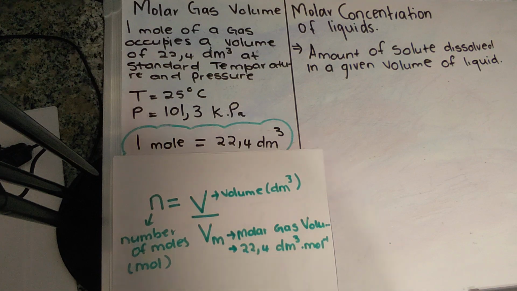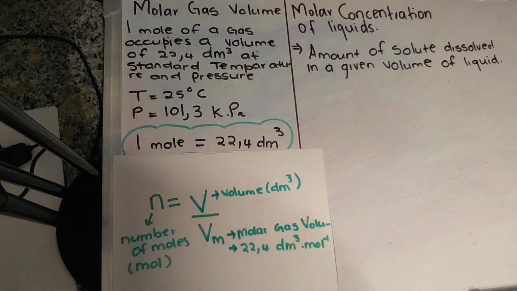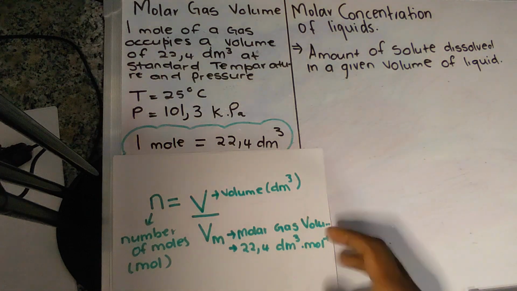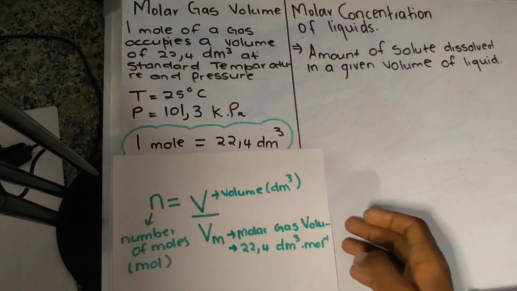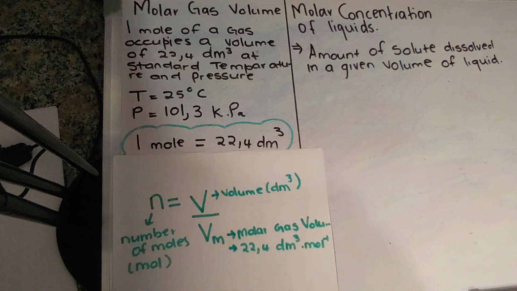and Vm is the molar gas volume, and this is a constant. Learners need not cram this number, but I always advise that they know everything that they are taught. This number will be given as a constant as part of the constants that are given in the formula sheets. Now let us try an example of this one.